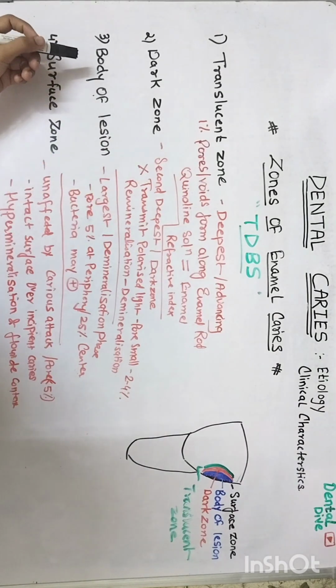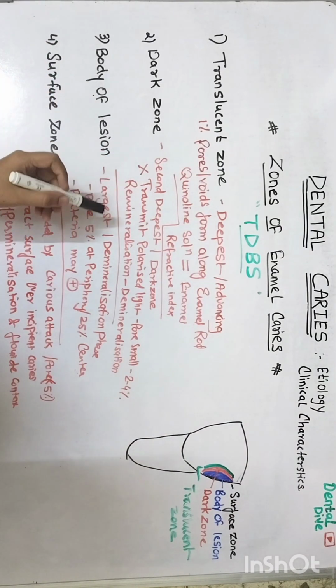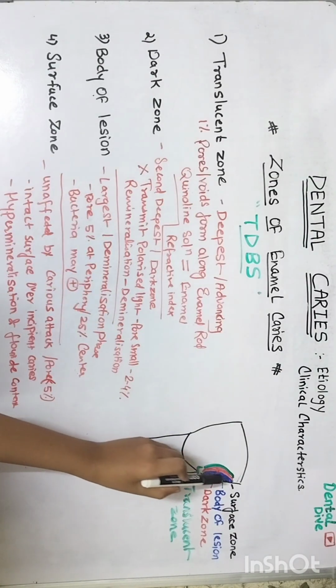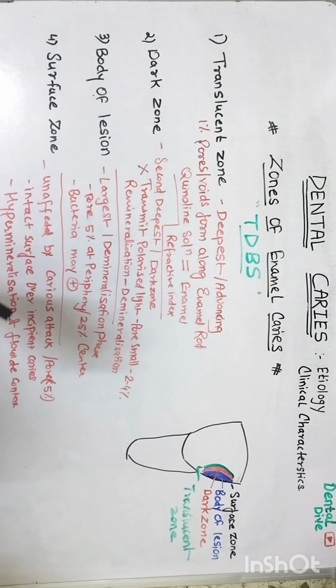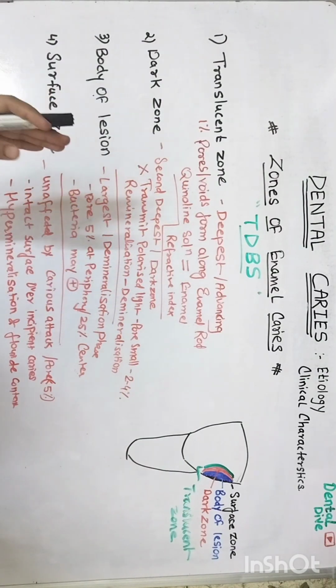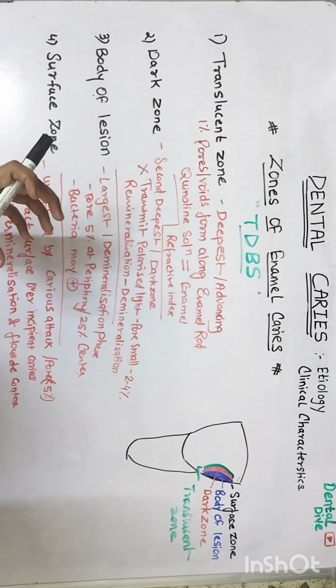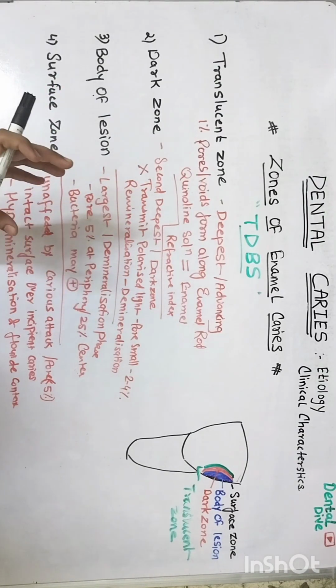Now the second one is body of lesion. It is the largest zone because of demineralization phase. As you can see here, the body of lesion is marked by blue. It is the main damaged area under the surface, where the maximum mineral loss happens. It is like the core of the cavity forming underneath. It is the main area where the caries activity happens.